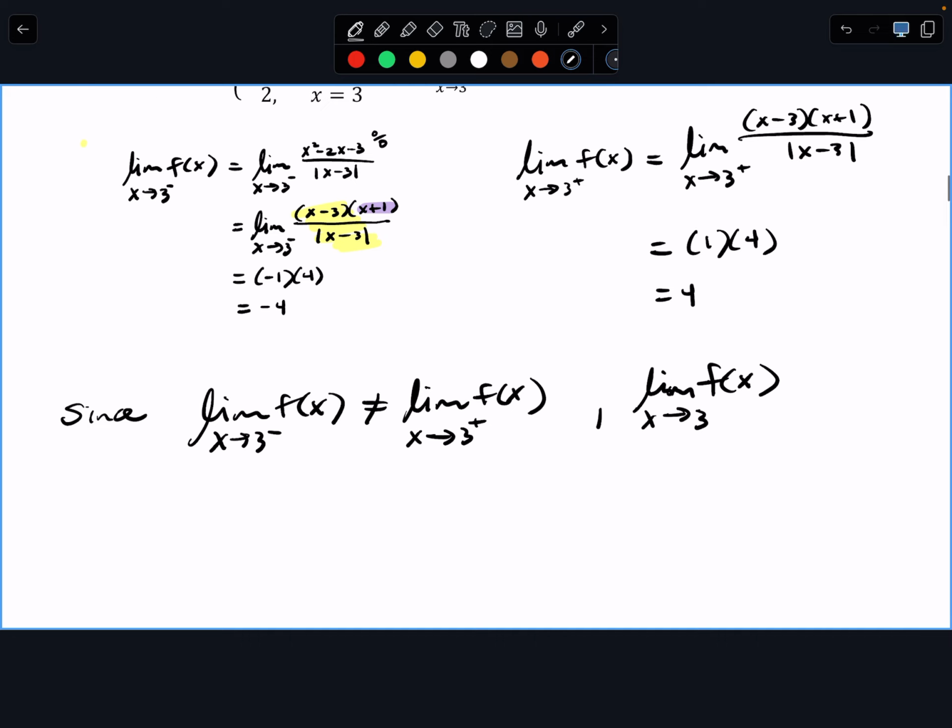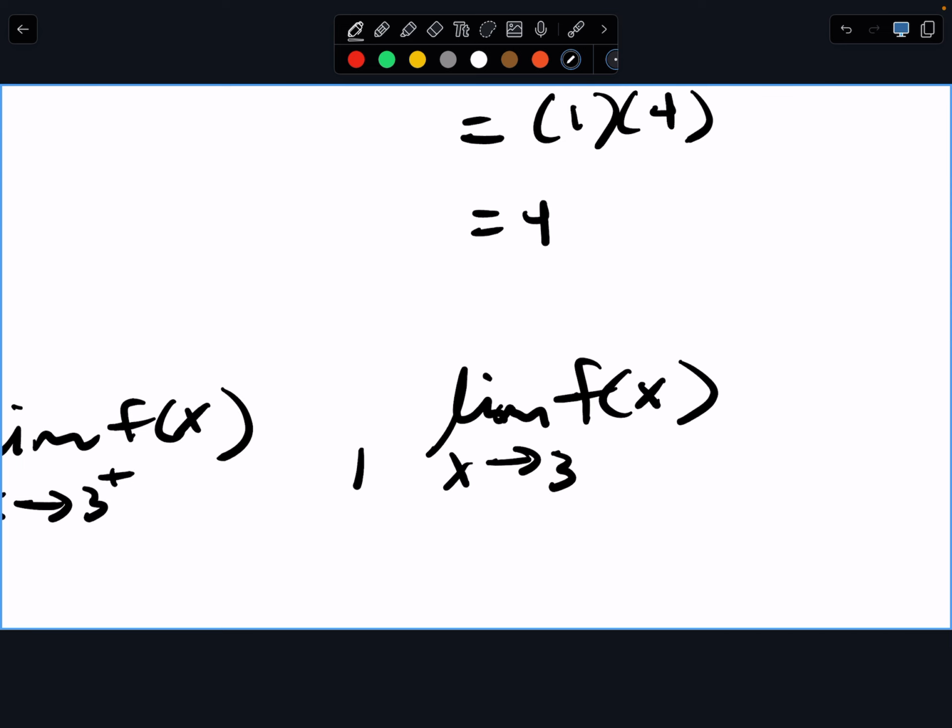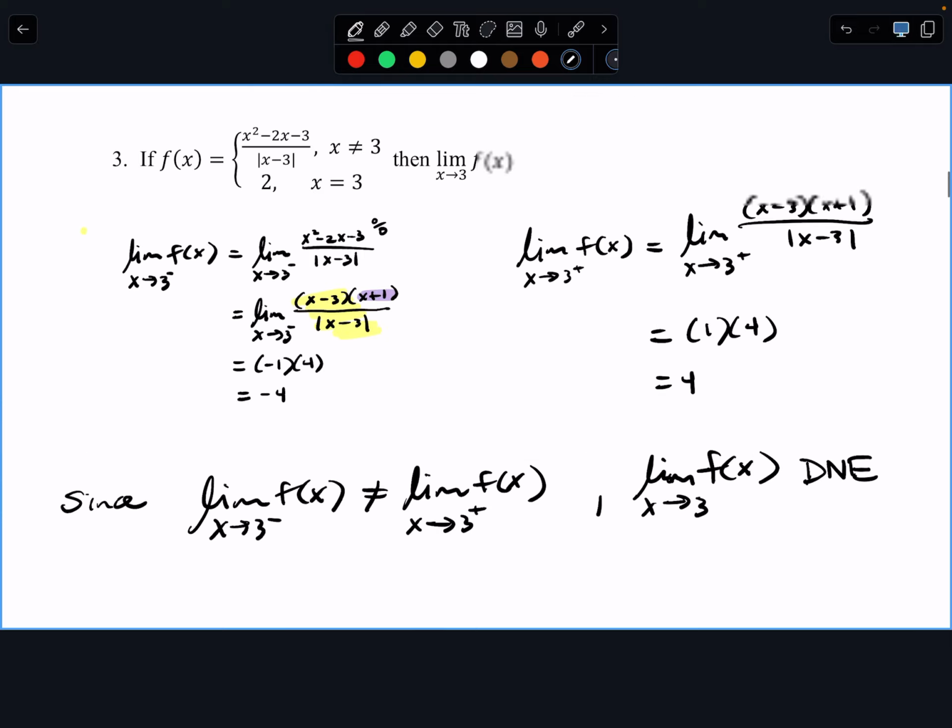Some of you guys didn't even make this statement. You kept going with just the x squared minus 2x minus 3 over absolute value of x minus 3. That's not the limit that you were being asked for. It might match that limit, but the limit is for f of x. But that limit is DNE.